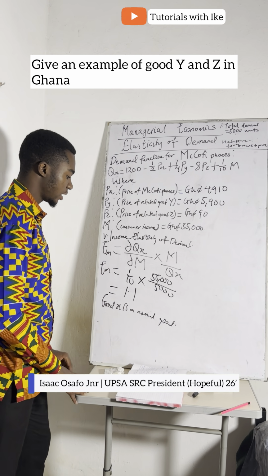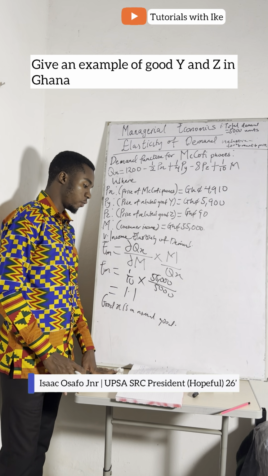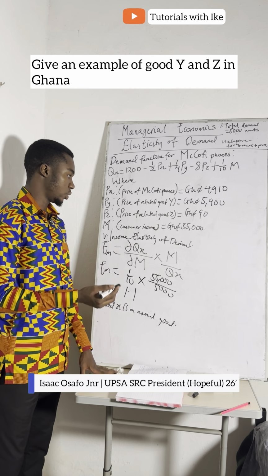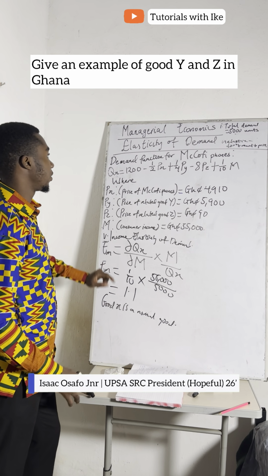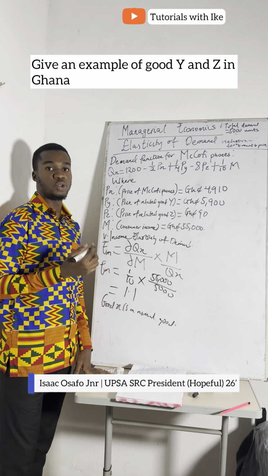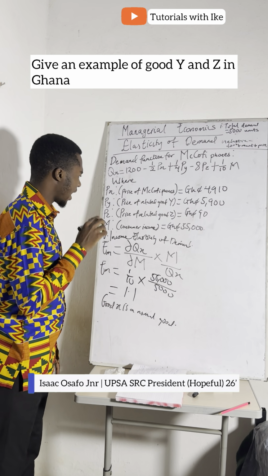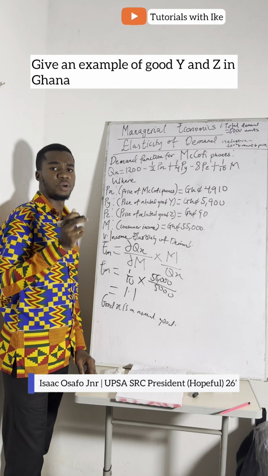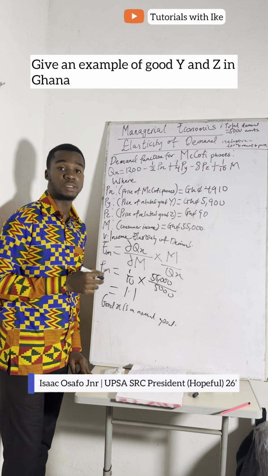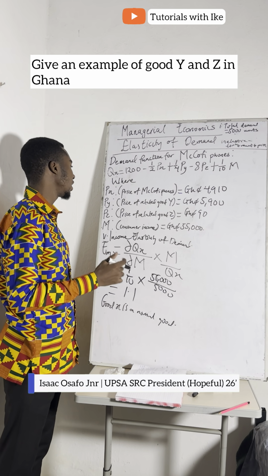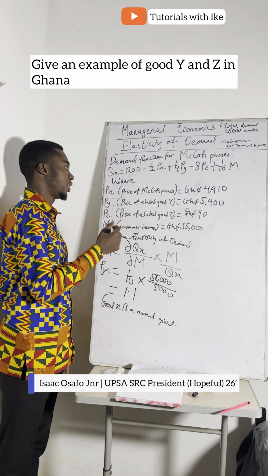Now let's move on to the next one, which is VIN I. So for the VIN I, they said we should give an example of good Y and Z. So let's start with good Y, in relation to X. Now, if you were writing the answers, go to, I think that was II or so, where we were asked to find the cross price elasticity of demand. We said good X and Y were substitutes, right? Do you remember? So now they're asking us for examples of good Y in relation to good X.